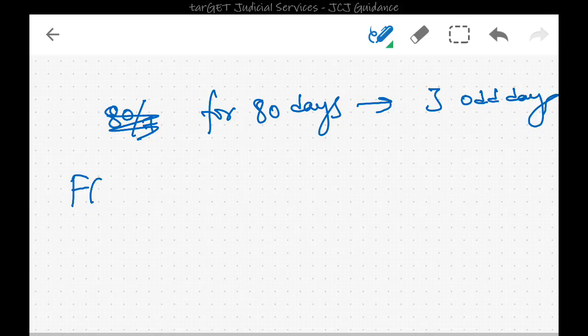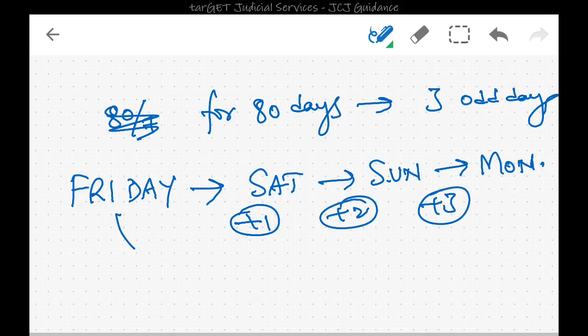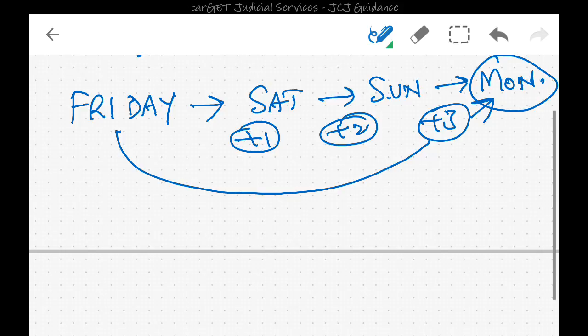So as today is Friday, if there is one odd day, the next day will be Saturday. If 2 odd days, Sunday. 3 odd days, it will be Monday. Plus 1, plus 2, and this is plus 3. So Friday plus 3 odd days will give us Monday. This is very easy. This is how you have to solve model number 2. Today's day is given, and you will be asked to find the day of the week after some x number of days.